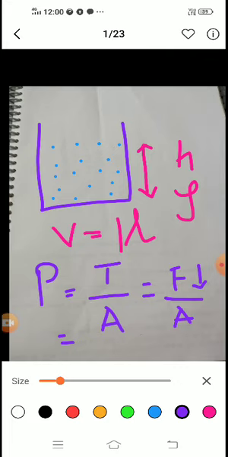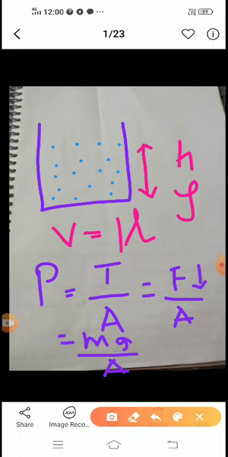Newton's law, recollect it. It is mg divided by a. Yes or no? Now you got it. So now what is the next purpose? I have to find the formula for mass.